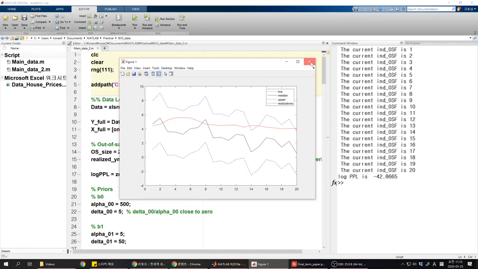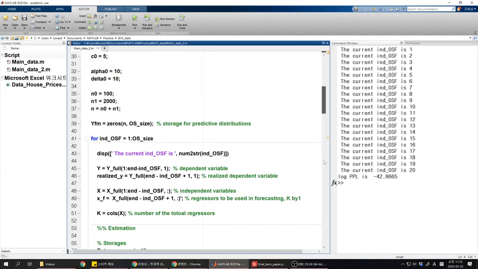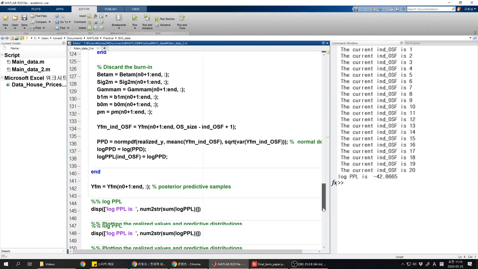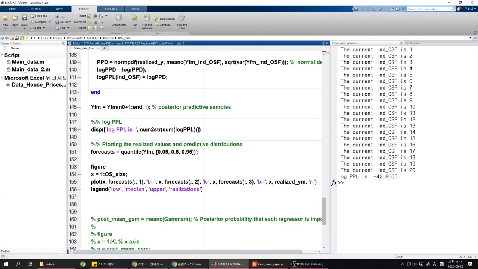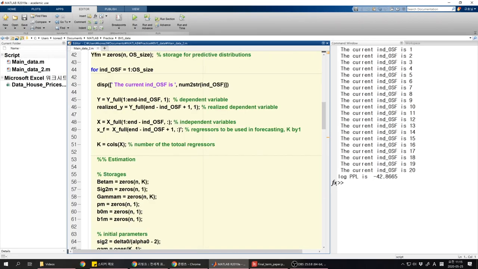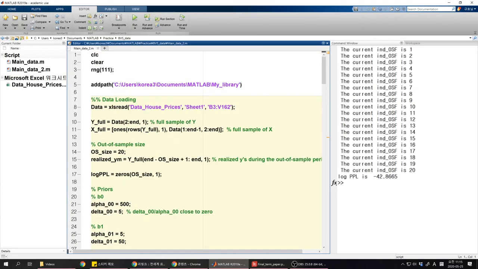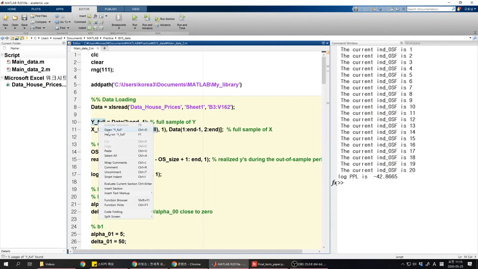Again, here, let me go back to the figure. Yeah, this is the lower bound. That's why it must be lower, not low. Okay. And then let me show you the dependent variable. Here is the dependent variable.